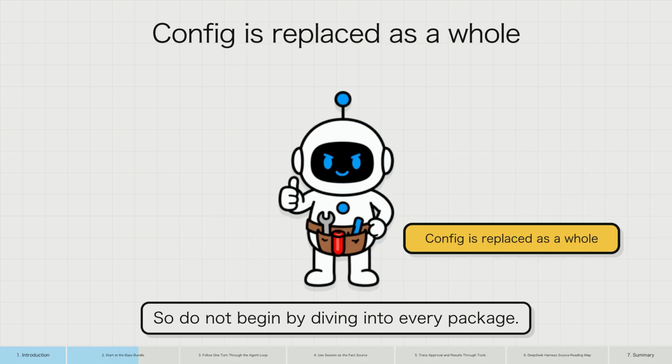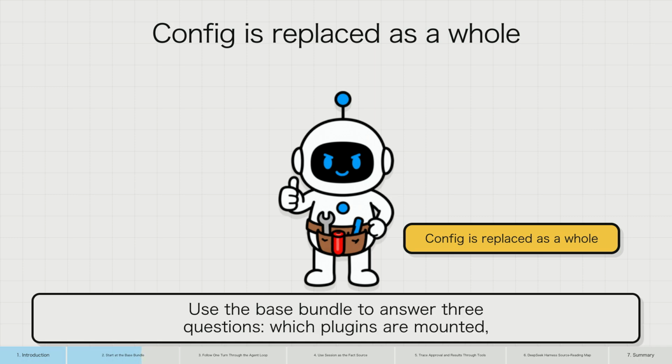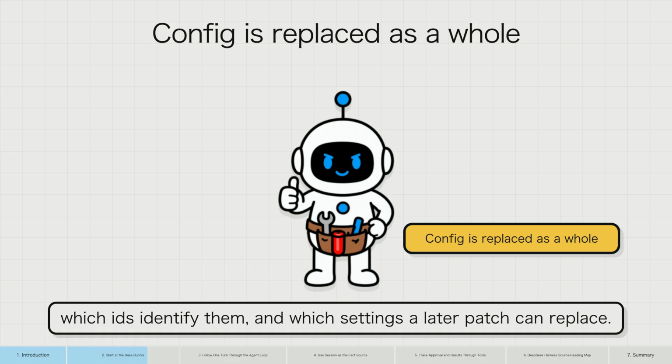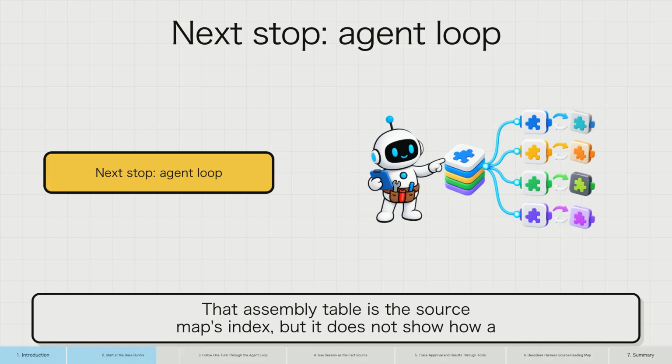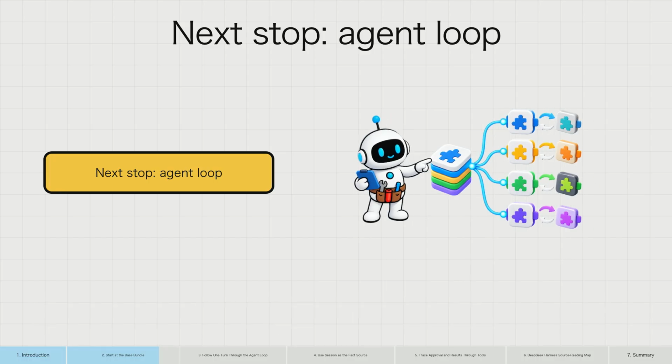So do not begin by diving into every package. Use the base bundle to answer 3 questions: which plugins are mounted, which IDs identify them, and which settings a later patch can replace. That assembly table is the source map's index, but it does not show how a task moves. The next stop is the agent loop.